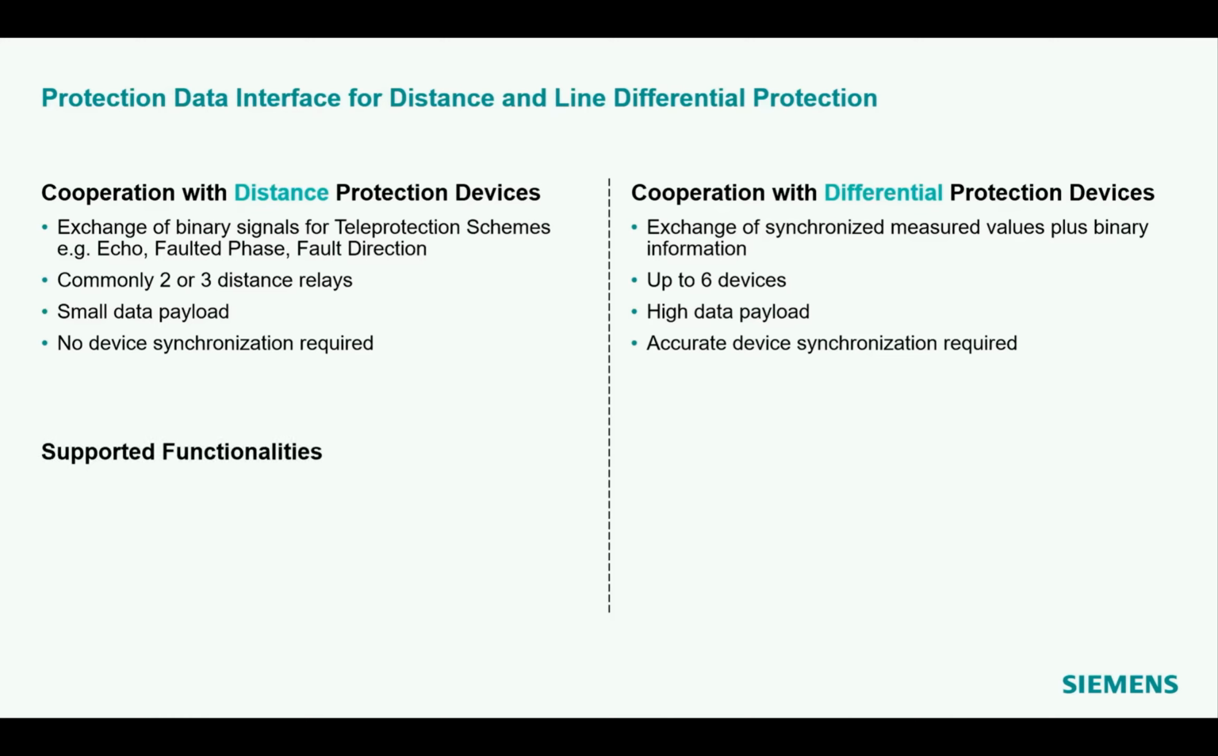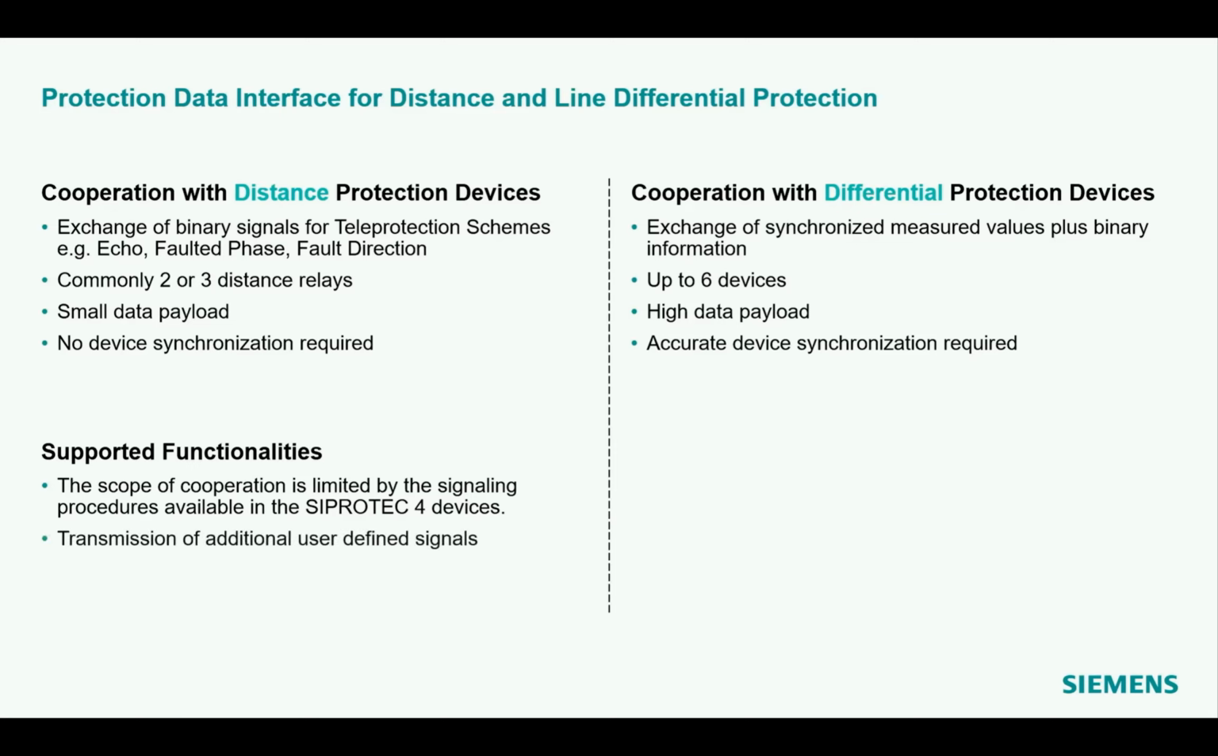Let's talk about the supported functionality. We start again with the use case distance protection. When it comes to teleprotection and the exchange of binary signals, SIPROTEC 5 offers more functionalities and flexibility than SIPROTEC 4. When the two device families are working together, the scope of cooperation is of course limited by the signaling procedures available in the SIPROTEC 4 devices. Supported functionalities are the transmission of additional user-defined signals, constellation measured values, and the functional logout of the device.